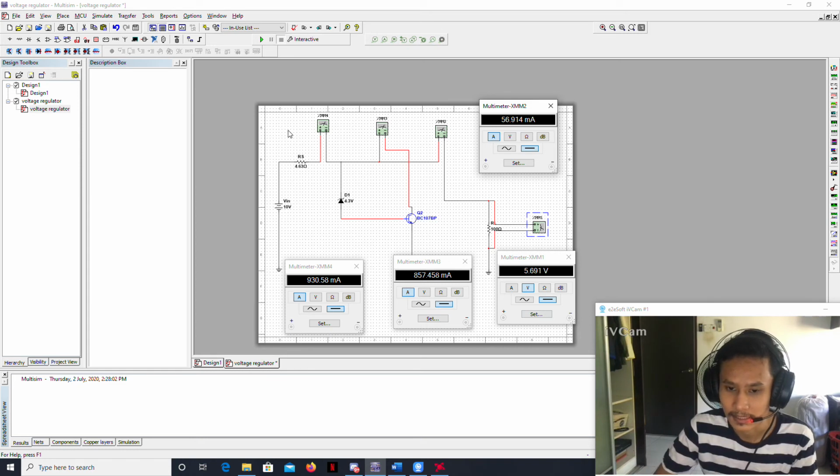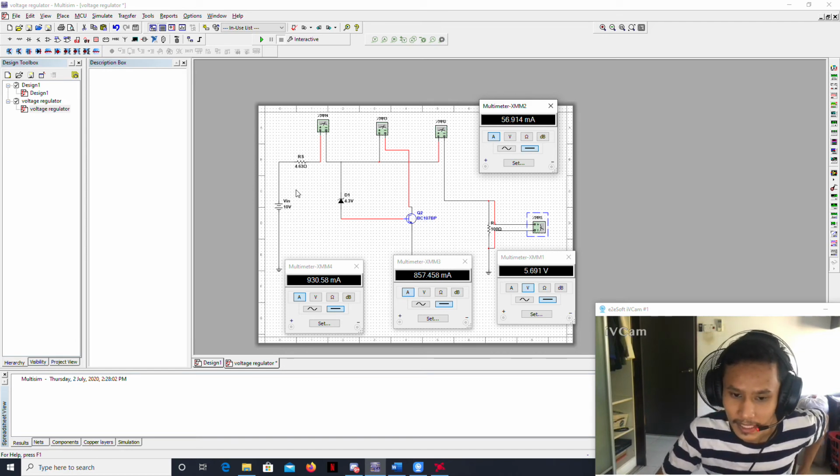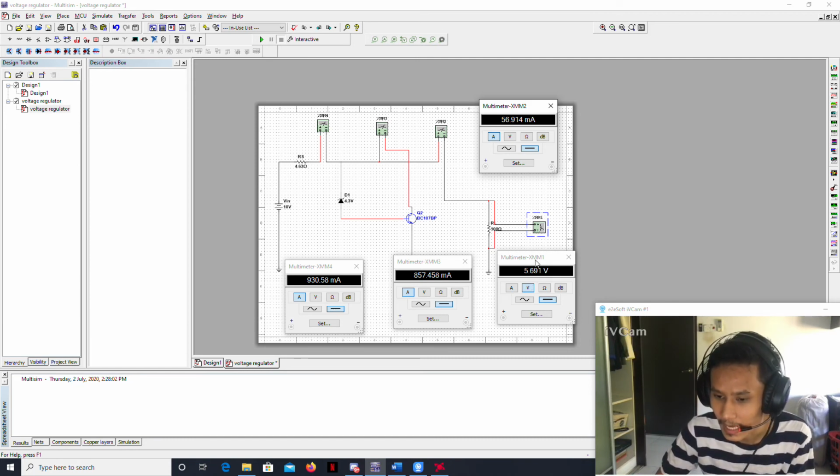This is the basic shunt voltage regulator circuit. I'm using 10 volt for the source. This is RS, this is the Zener diode, this is the transistor, this is RL. The first multimeter shows VL. The value that I get is 5.691 volt. The second multimeter is for IL. The value that I get is 56.914 milliampere.